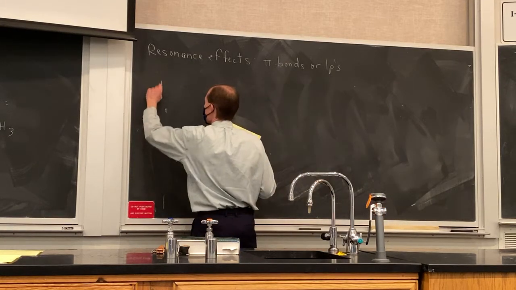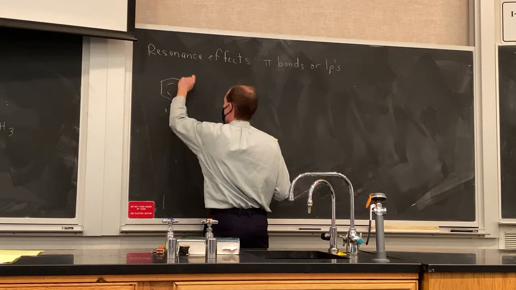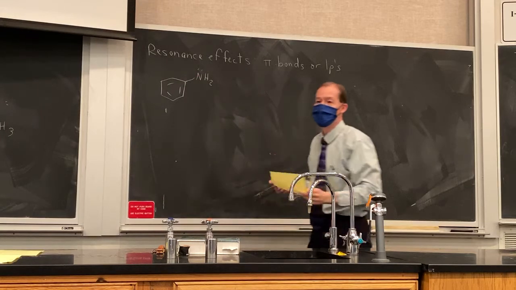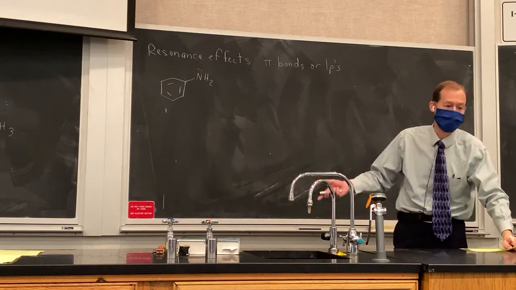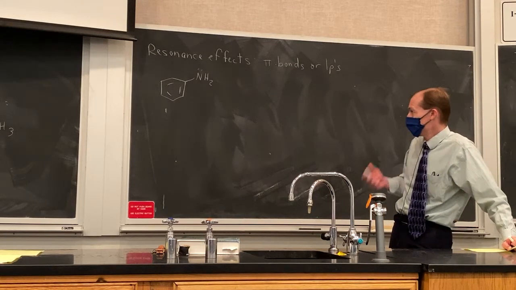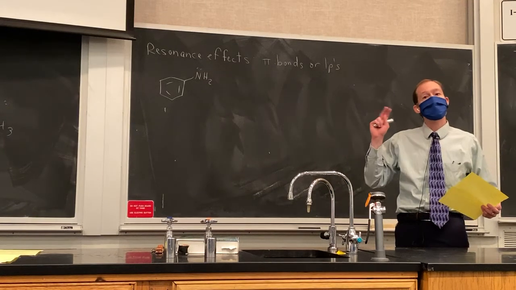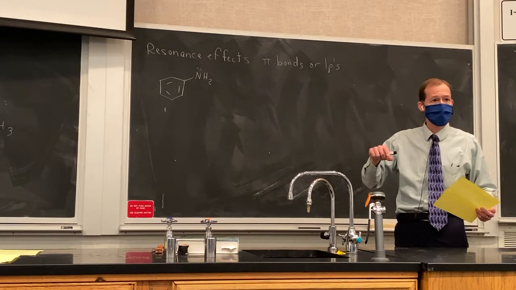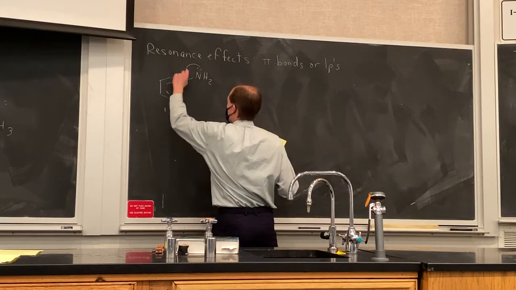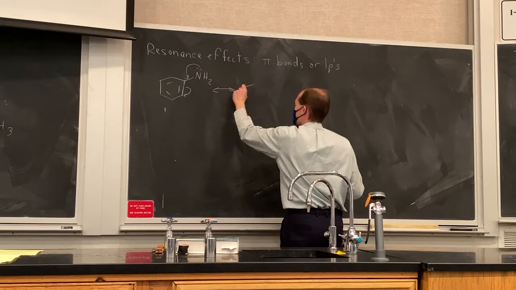Let's look at what happens when we have a substituent with lone pairs. A lone pair or lone pairs attached to the benzene ring. So this molecule is aniline. It has an NH2 group attached. That nitrogen has a lone pair. We know that anytime we have a lone pair adjacent to a pi bond, we're able to draw a resonance structure. So that resonance structure would look like this.